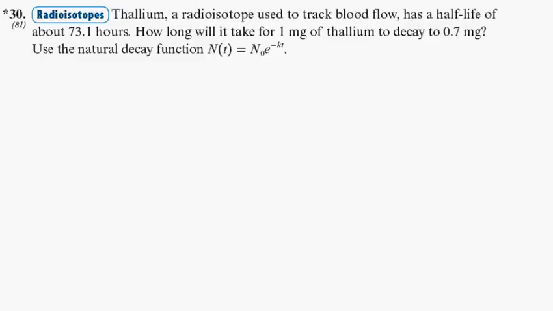It looks like thallium has a half-life of 73.1 hours. So if that's the case, we can arbitrarily choose that this N sub 0, the initial amount, is 1, which puts the final amount at 0.5. In other words, half of 1. So then we have e to the negative k, and then the half-life is 73.1 hours. So here's the 73.1. All right.